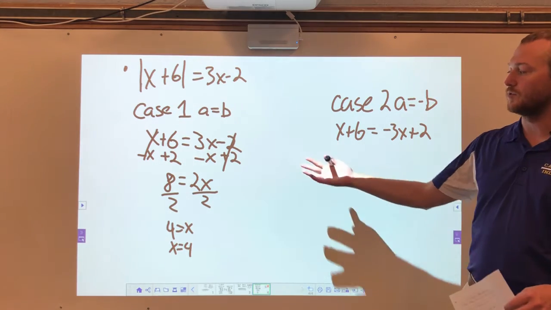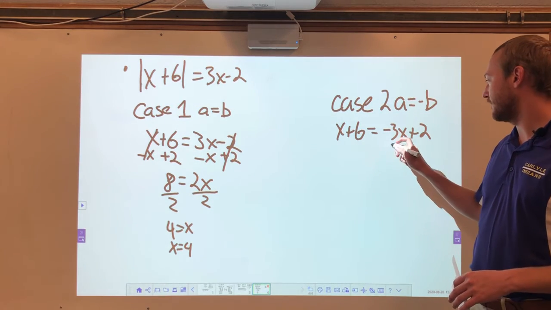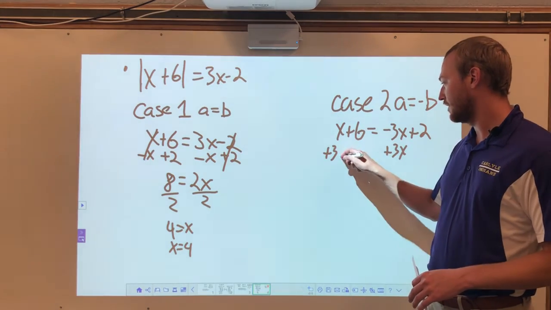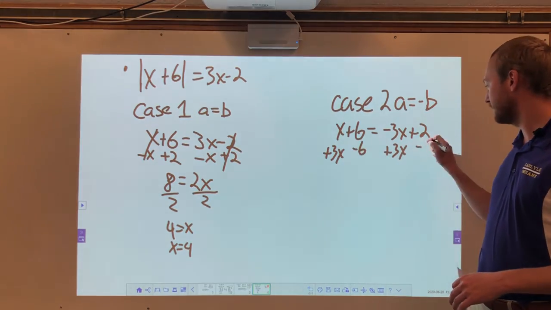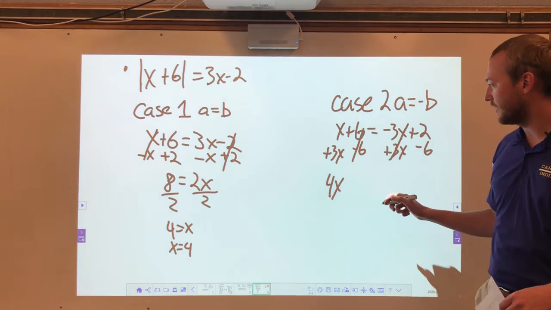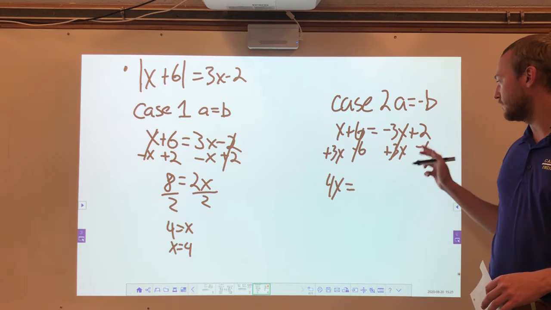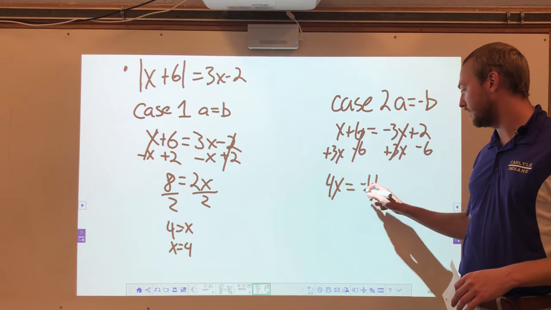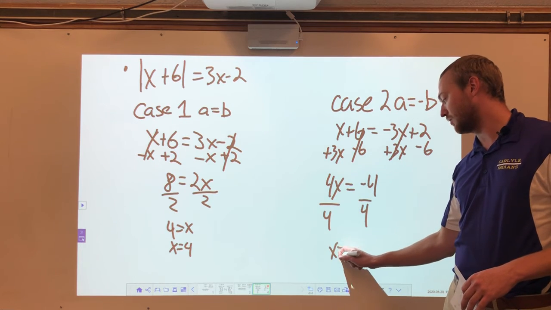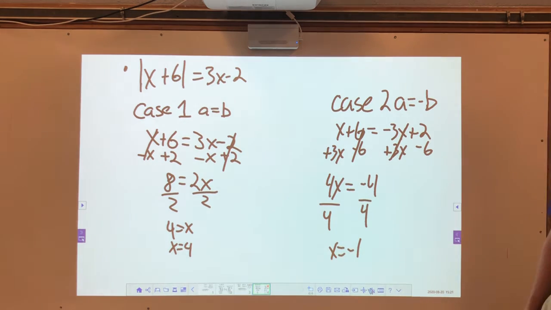Now again, I'm going to solve for x. I'm going to add 3x this time, and subtract 6. x plus 3x, which is 4x, equals 2 minus 6, which is negative 4. Divide by 4 on both sides. I get x equals negative 1.